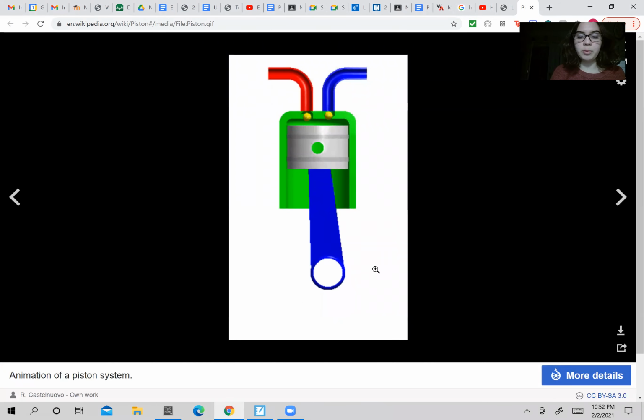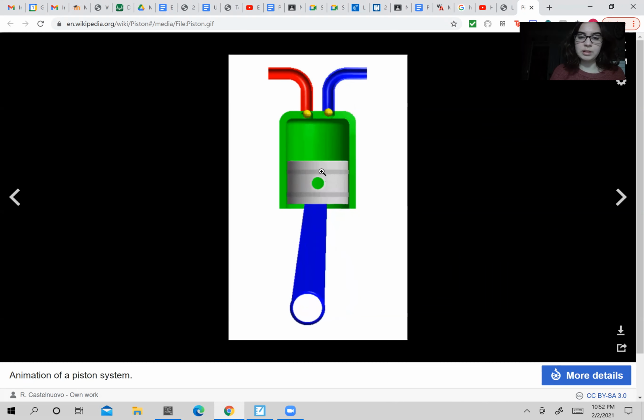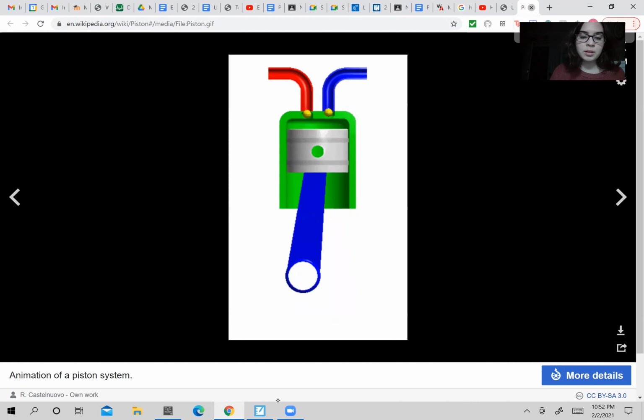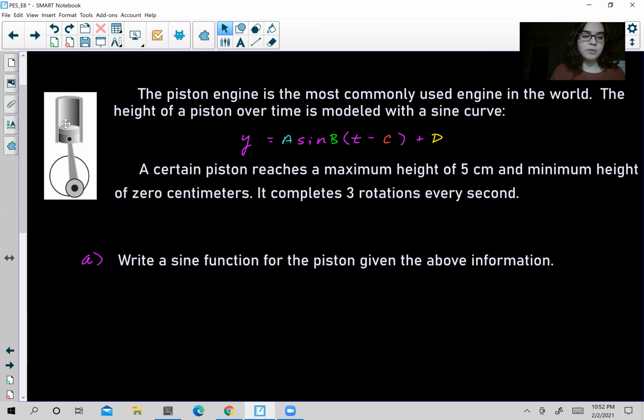So this is how they work. You have this little thing at the bottom. I don't really know what they're called, but it moves around in a circle, and the piston itself, which is the cylinder, moves up and down. So let's go back to here. So you can envision what that would look like in this picture.